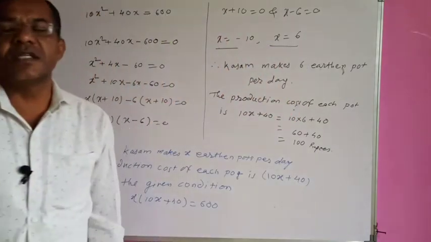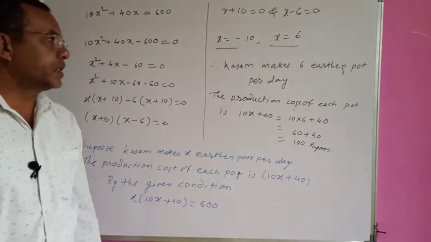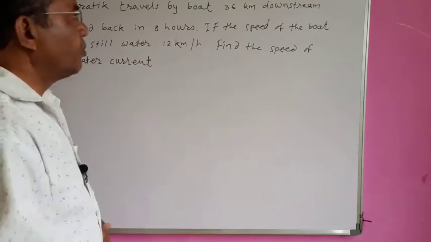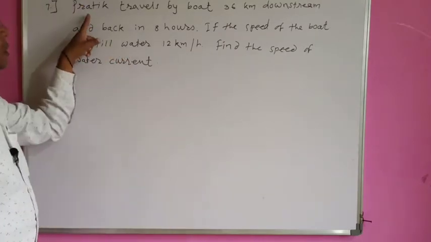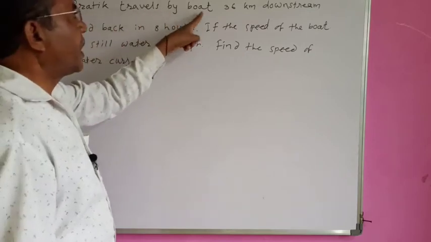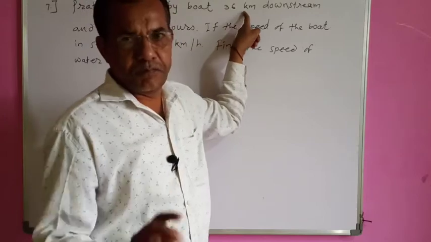In this way, it is the answer. And we will continue the second example. Okay, the next example, that is example number 7 of exercise 2.6. See here, Pratik travels by about 36 km.